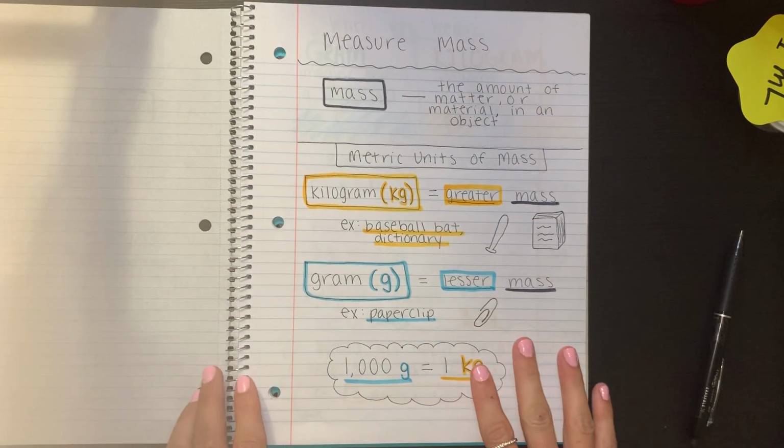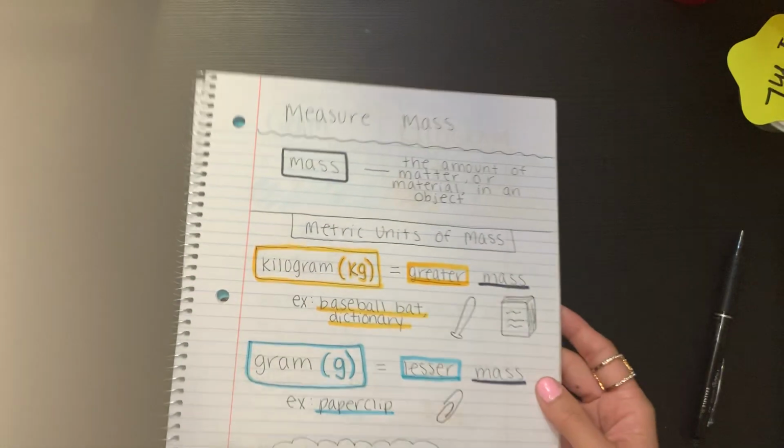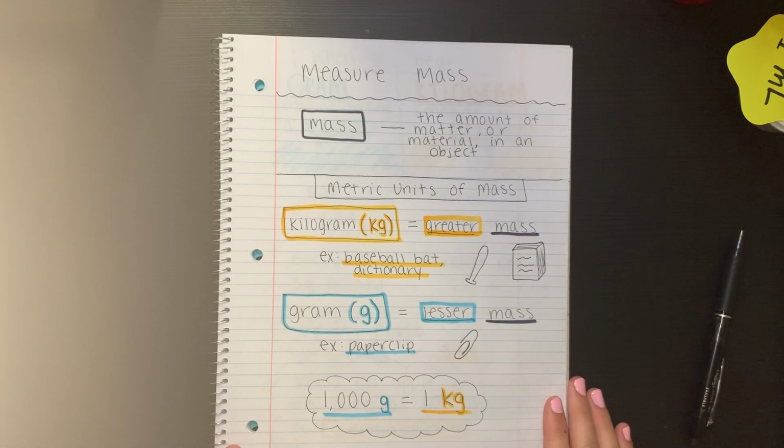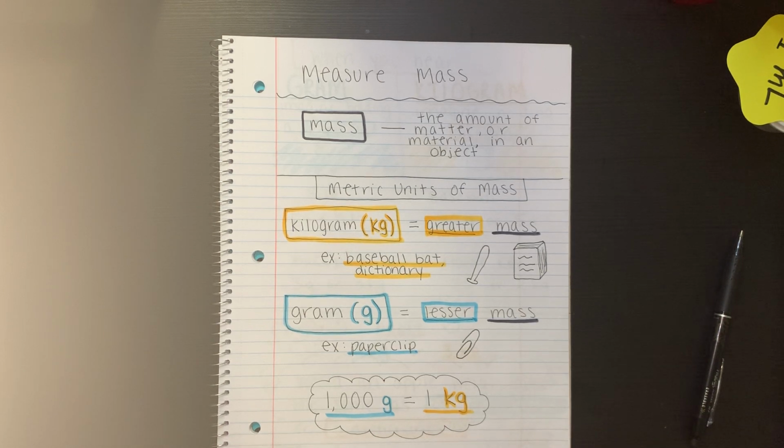But for right now, I want to move a little into mass. So mass, what is mass? Mass is the amount of matter or material in an object. So matter, where have you heard the word matter before? You should have probably all heard the word matter when we did solids, liquids, and gas, because we talked about how it all has matter and it all takes up some sort of space, and it's how much space it takes up in the object.